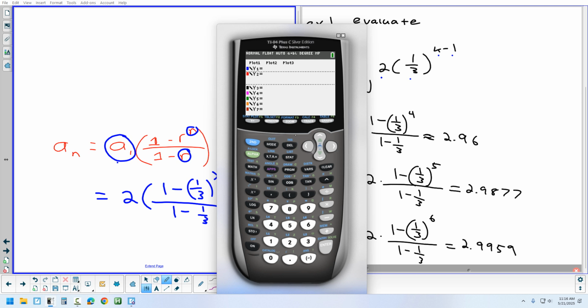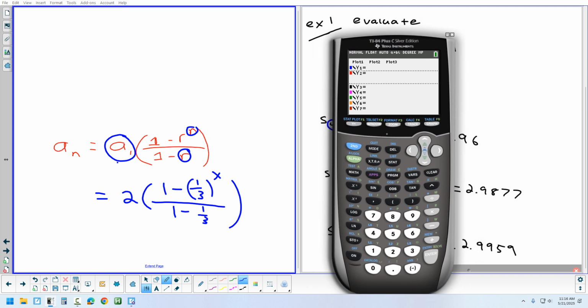All right, so first of all, you're going to need parentheses. So we're going to have a 2 on the outside. I'm going to do a parenthesis for my entire fraction. And then I'm going to do another parenthesis just for the numerator. 1 minus 1/3 to the x. And that finishes my numerator.